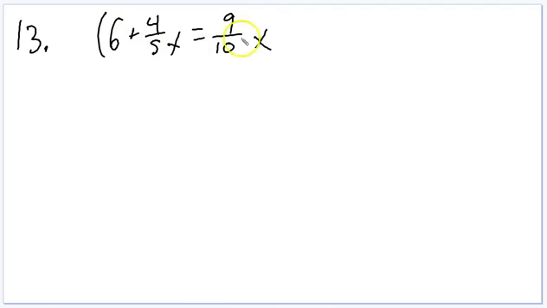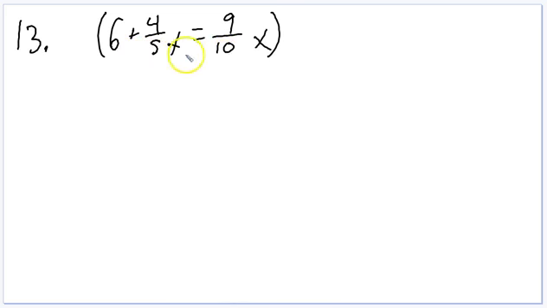Let's get it. So we've got 6 plus 4/5 x equals 9/10 x. So class, the denominators are not the same. Therefore, to get rid of the fractions, we have to find the LCD or LCM, least common multiple or least common denominator. So the least common denominator will not be smaller than the biggest number, okay? So it cannot be smaller than 10.